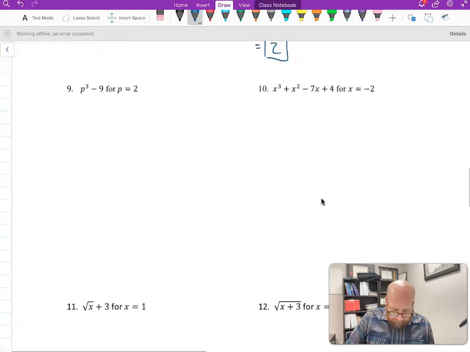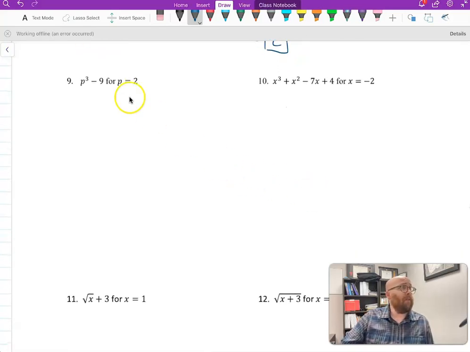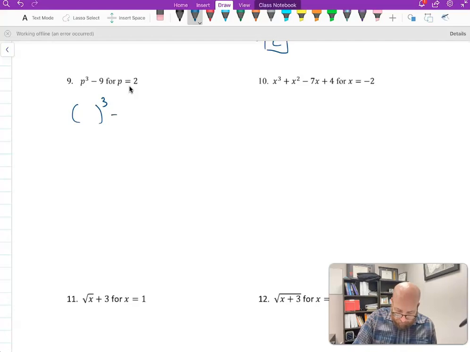Problem number 9. We have p to the third minus 9. And we want to evaluate for p equal to 2. So I'm going to replace my first p with a set of parentheses. We're going to raise it to the third power. And we are subtracting 9. And inside my parentheses, I'm going to put a 2.